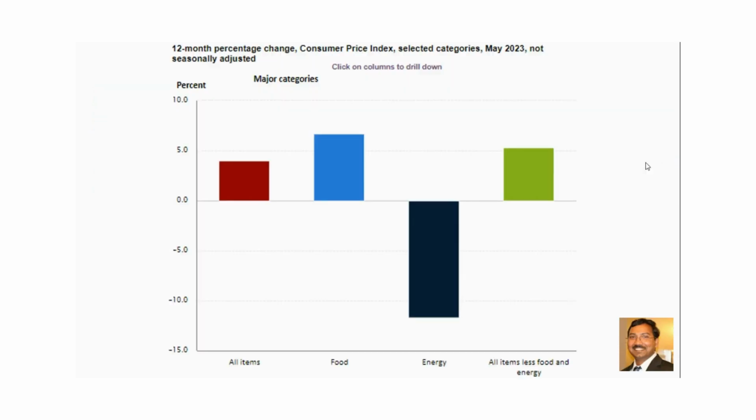And this is the 12-month percentage change. If you look at the subsections, all items came to 4, and food is above 5. Food is one of the major contributors to inflation right now. Energy went down, and this is one of the major contributors to getting the CPI value down. All items except food and energy is just above 5.